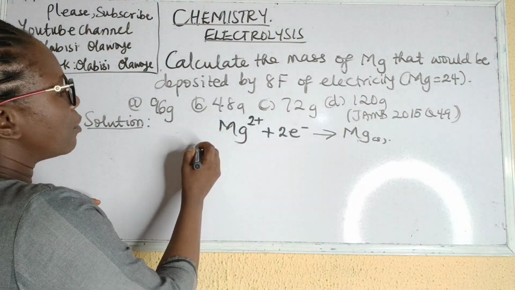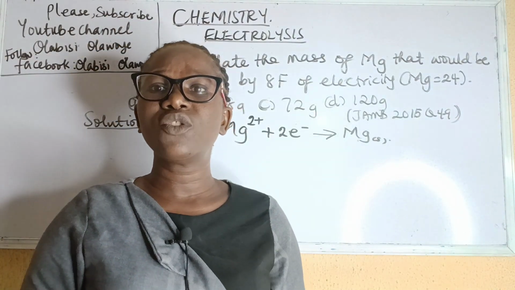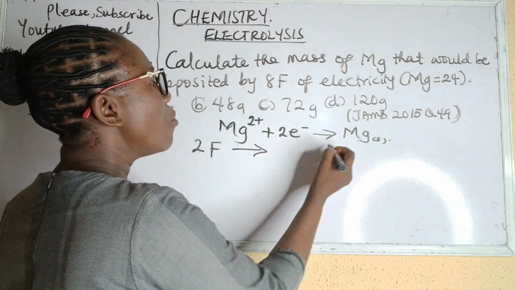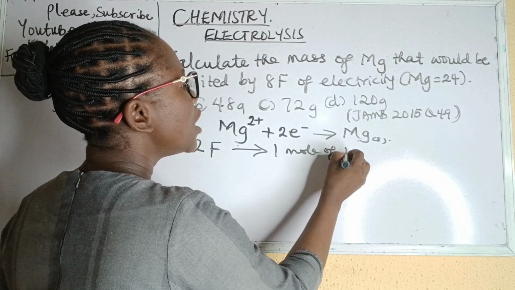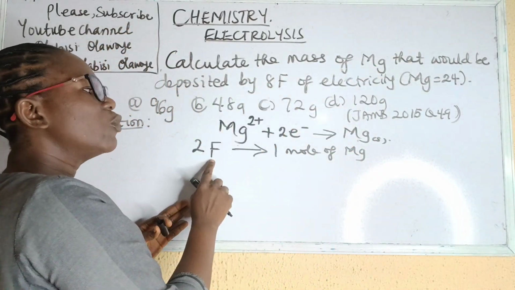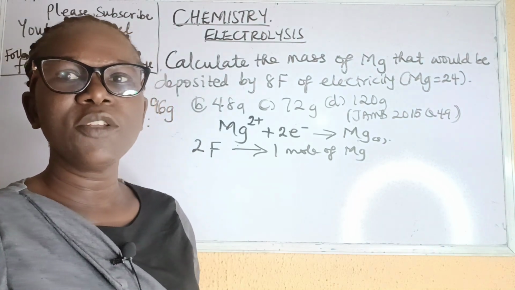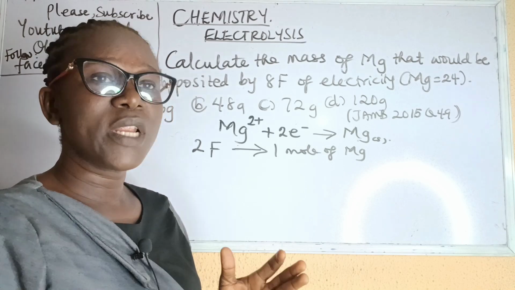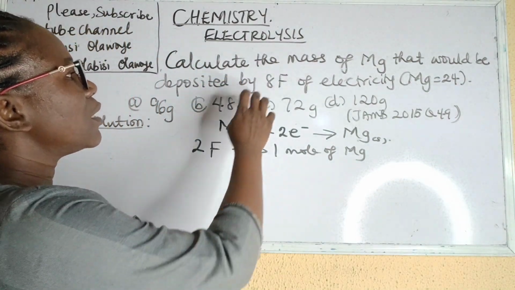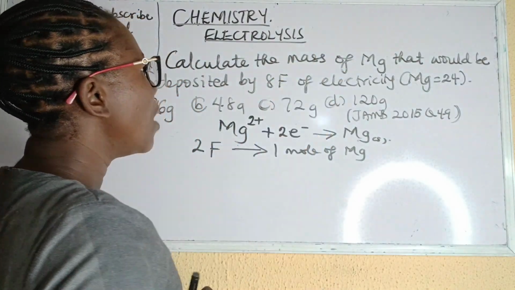So in this case now, 2 electrons is equivalent to 2 Faradays because 1 mole of electron is equivalent to 1 Faraday. So if we have 2 Faradays here producing 1 mole of magnesium, the question is to calculate the mass of magnesium that will be liberated by 8 Faradays. Now we have 2 Faradays here. We don't need to change it to coulombs because you all know that 1 Faraday is equivalent to 96,500 coulombs. But here we are not using coulombs. We have to deal directly with the question using Faradays directly, and then mass of magnesium.